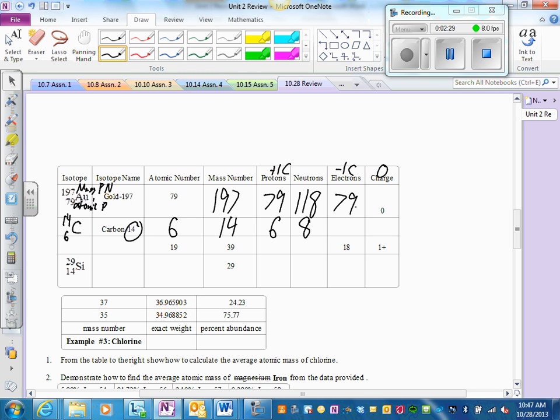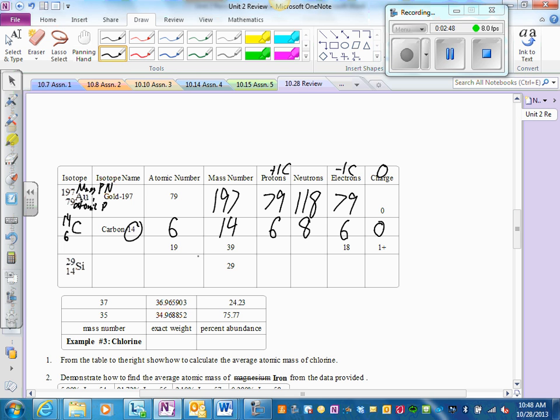And then the last thing we're trying to figure out here, it doesn't give us a charge, in which case let's just assume it's 0. That's a safe assumption, unless we're told otherwise. And so therefore, as we went over before, if you have 6 protons, for the charge to be 0, you need 6 electrons.